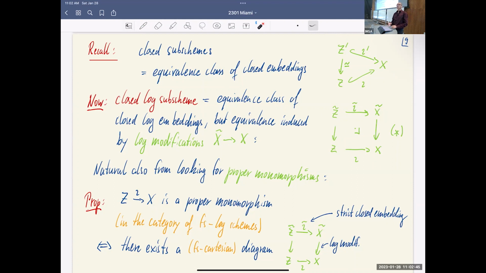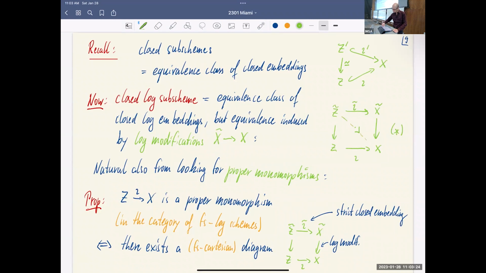So here in log geometry, the difference is you don't only want to consider isomorphisms, but what I call log étale morphisms, and these are just log modifications. I mean, not only log étale, you want log étale might be too small, but you want log modifications of the target. So you want to identify two morphisms, two closed log embeddings, Z to X and Z twiddle to X, if they are related. You want to identify Z and Z twiddle if they just pull back to the same thing after a log modification of the target.